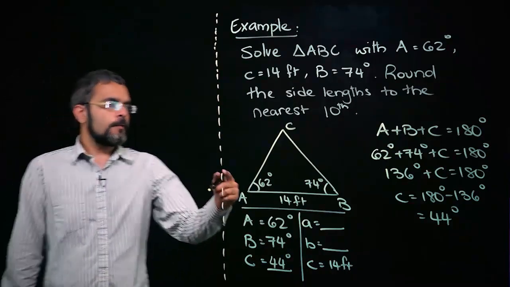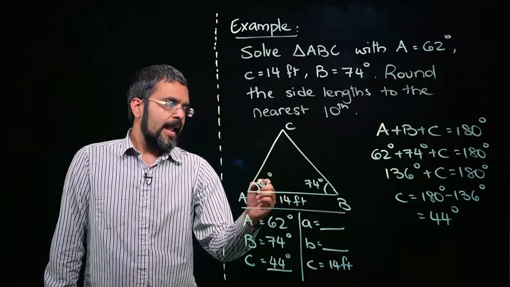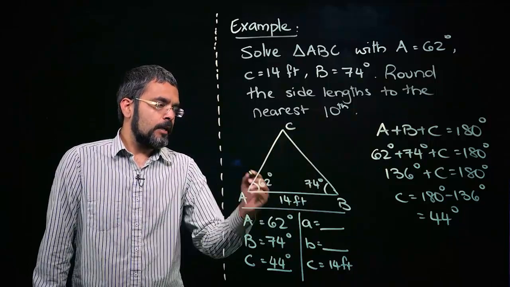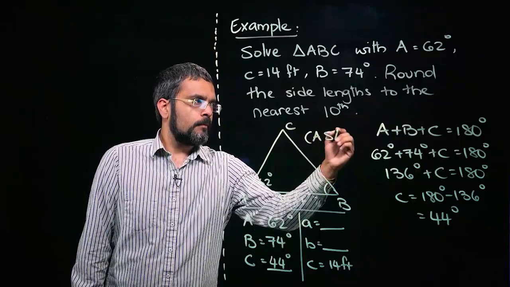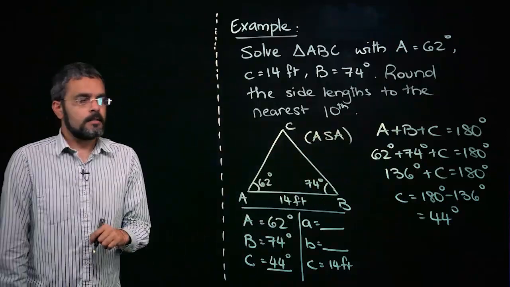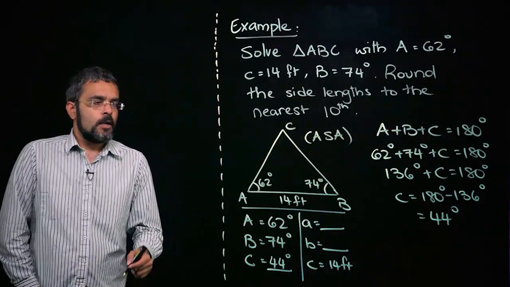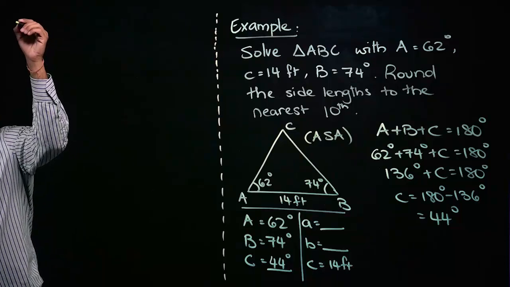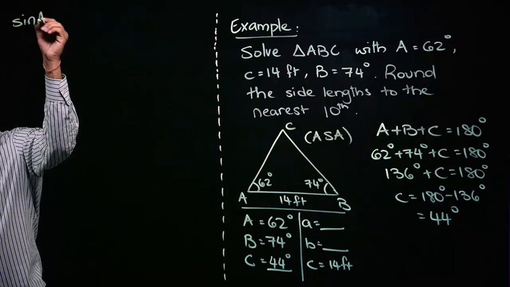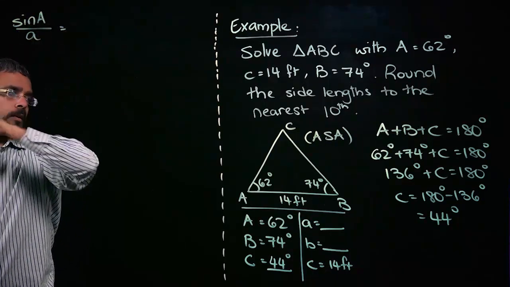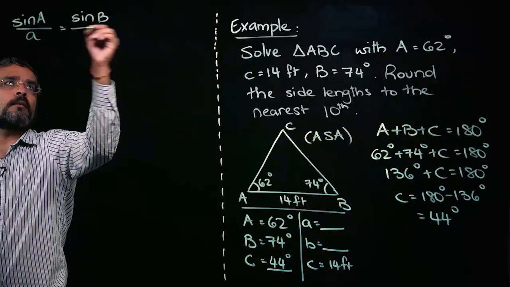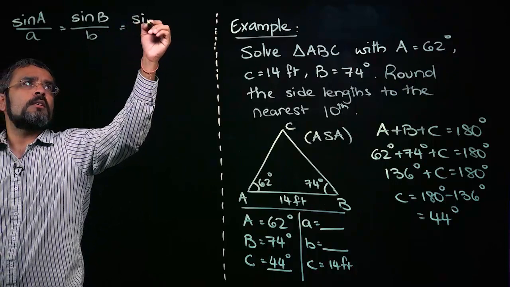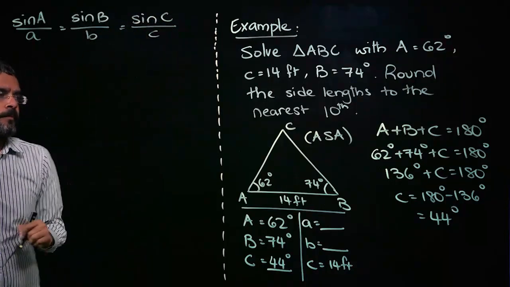Now, since this is of the form ASA, all right, I can use the law of sines. So let's try and figure out law of sines. Well, what does my law of sines say? Law of sines says that sine A over A equals sine B over B equals sine C over C.